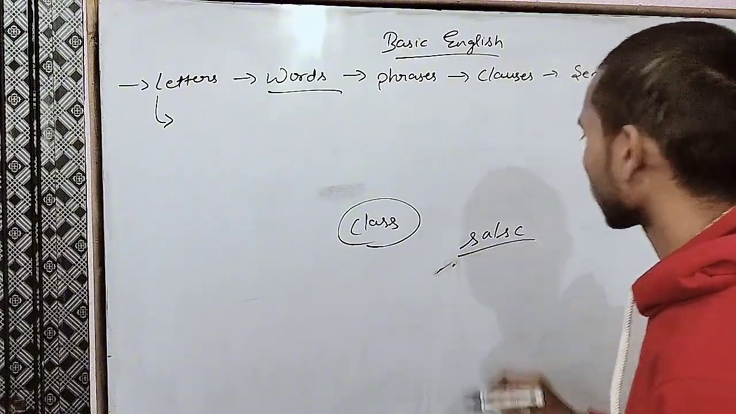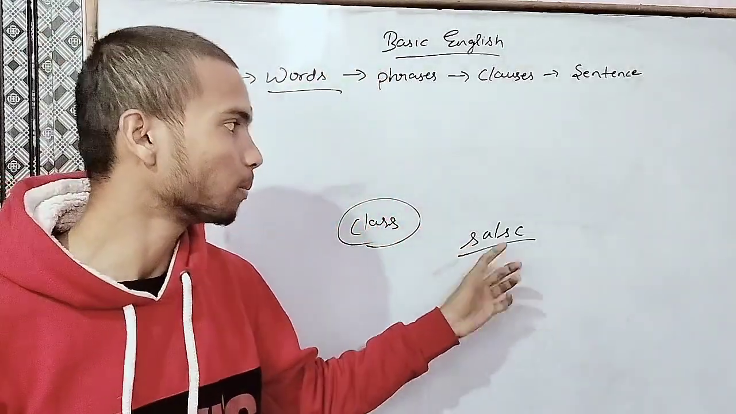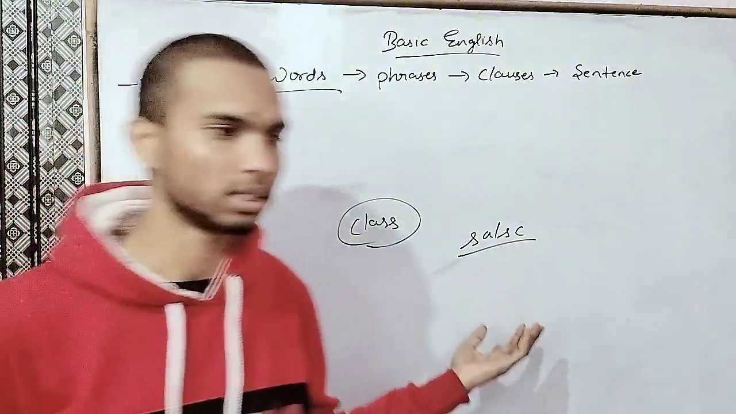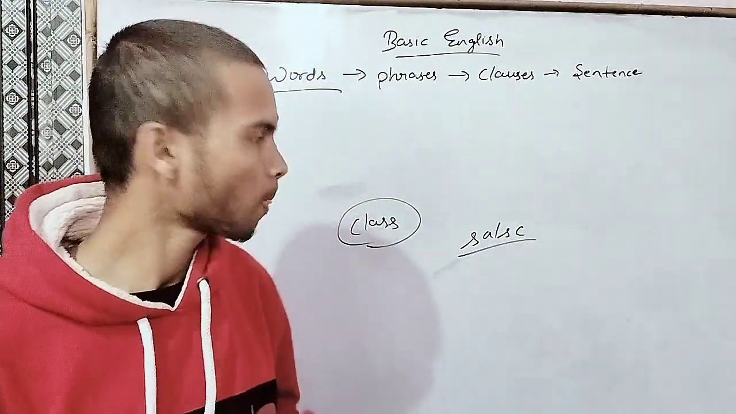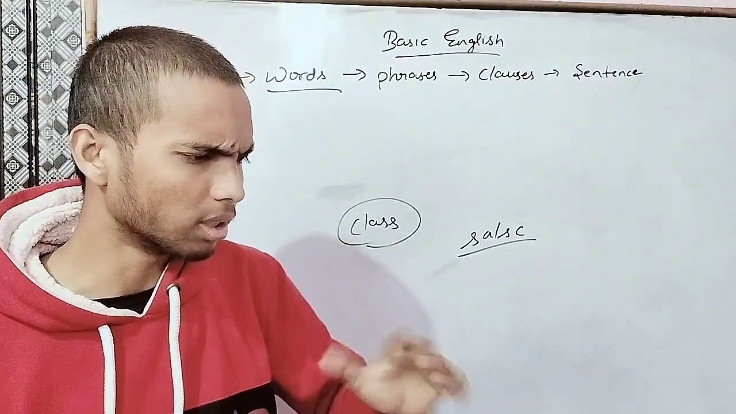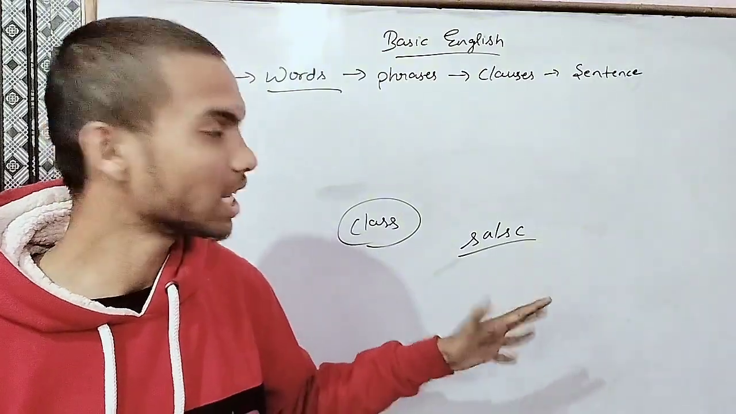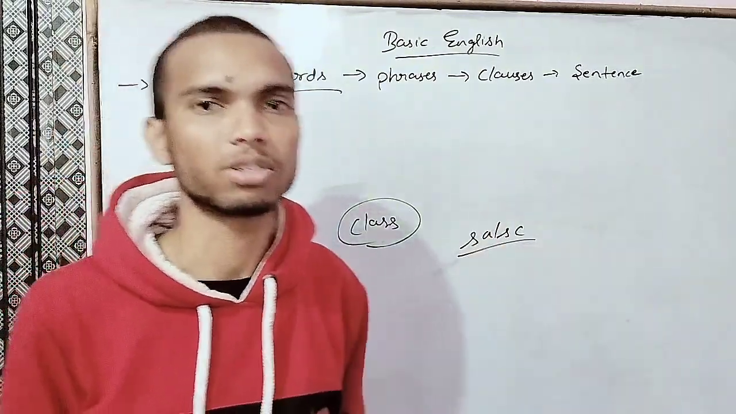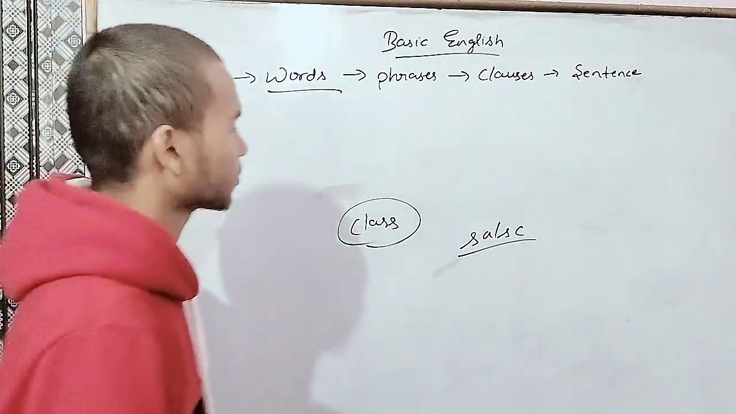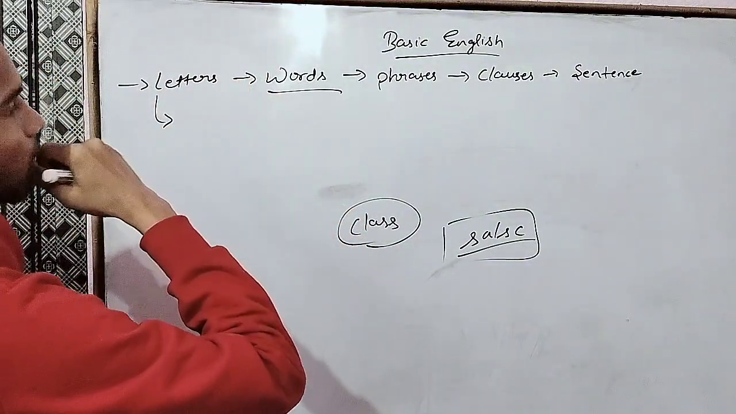For example, what if I write S C? Here we also have a word, but how to prove that we can't say this is a word? First condition, we took letters, and after adding those letters we get a word. But there is no meaning of this word. That's why it will not be considered as a word. Clear? This was the explanation of word.